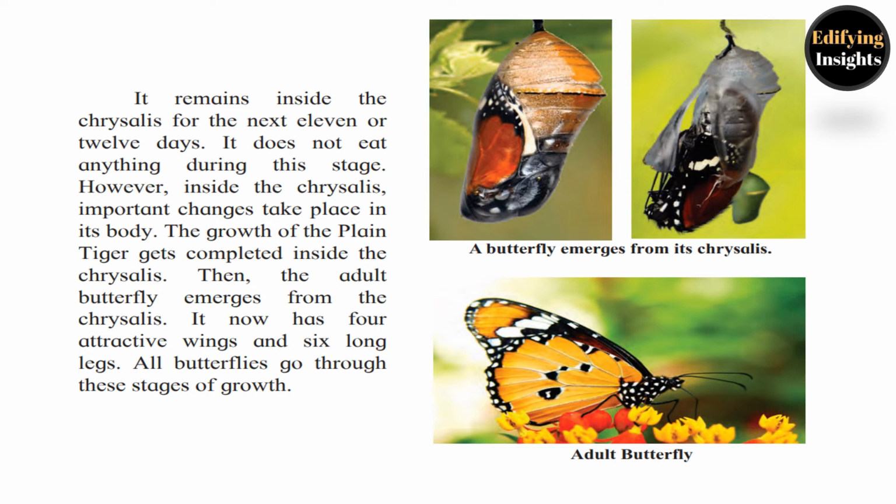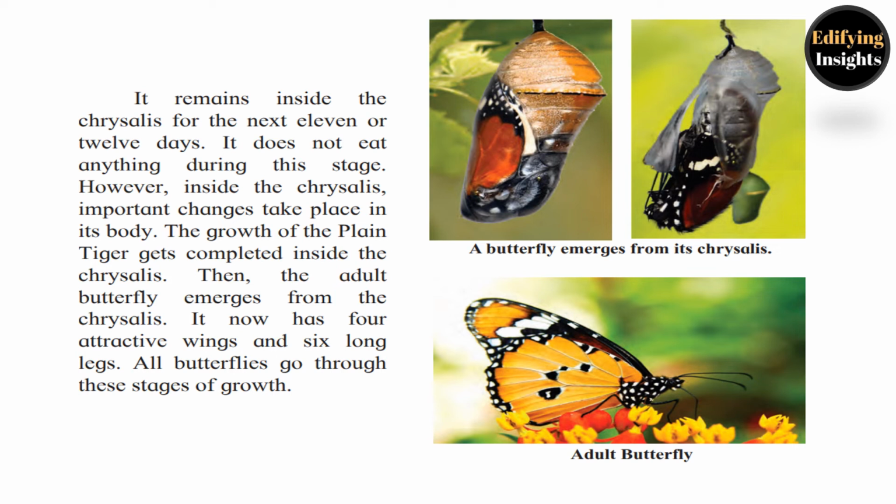It does not eat anything during this stage. However, inside the chrysalis, important changes take place in its body. The growth of the plain tiger gets completed inside the chrysalis. Then the adult butterfly emerges from the chrysalis. It now has 4 attractive wings and 6 long legs.